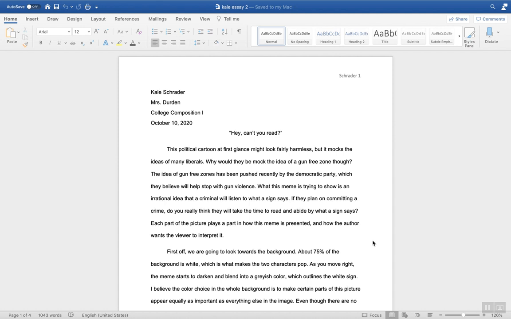I do think it needs another round of revision, focusing on sentence level edits and clarity. So I think that there's not really enough context at the beginning of the essay to fully understand what it is that you're responding to. So I would start off by defining what gun-free zones are. And you do identify what political party supports that idea.